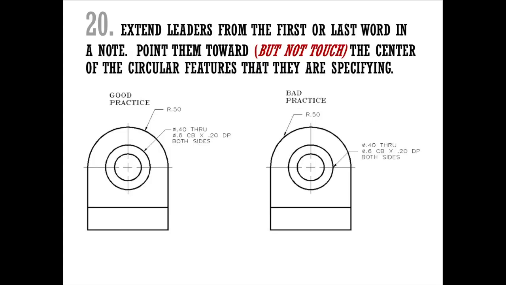Rule number 20: extend leaders from the first or last word in a note. Point them toward, but do not touch, the center of the circular features that they are specifying. Notice the angle of the leader line here. If you were to follow this angle all the way to the center of the circle, it would hit bullseye. Same with this one, so the angle changes depending on the location of that leader. If you followed this one, we are totally missing the bullseye. It's still pointing toward the arc, but it's not pointing towards the center of that arc. This is another bad example.